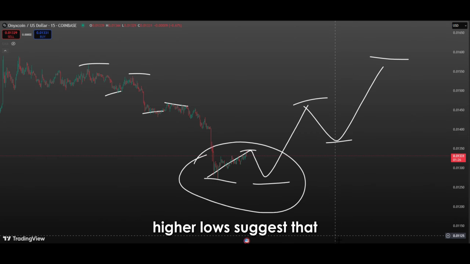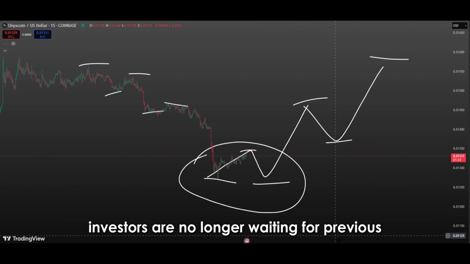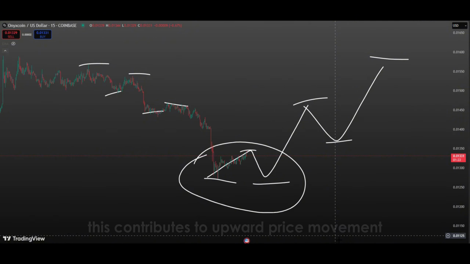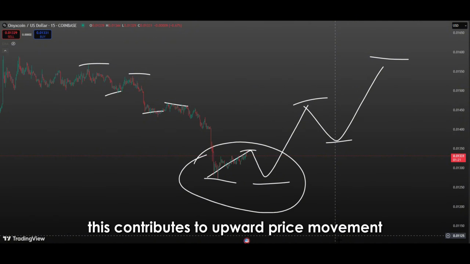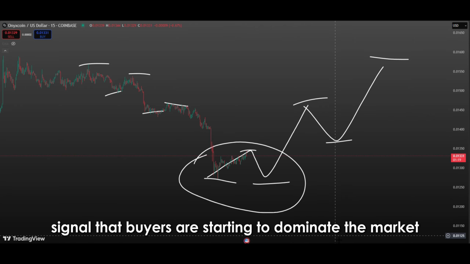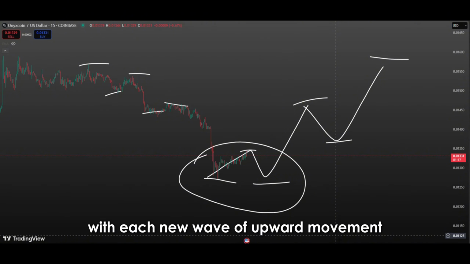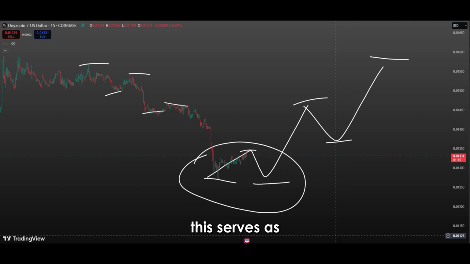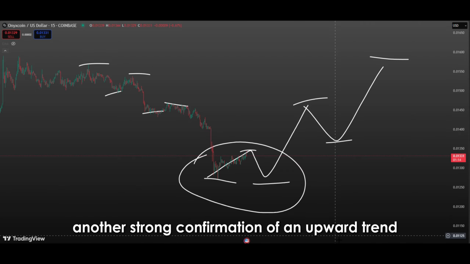Higher lows suggest that investors are no longer waiting for previous low levels to buy, indicating increased risk appetite. This contributes to upward price movement. On the other hand, higher highs signal that buyers are starting to dominate the market, with each new wave of upward movement ending at a higher level than the last. This serves as another strong confirmation of an upward trend.